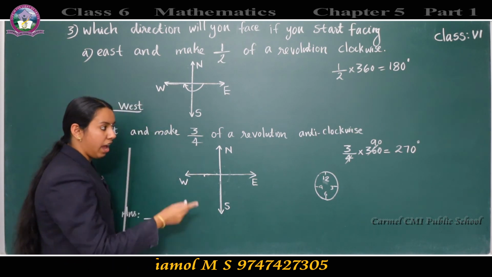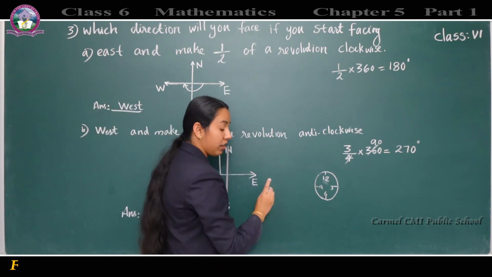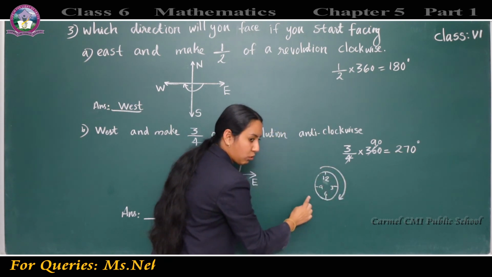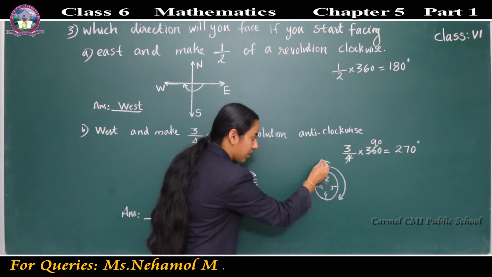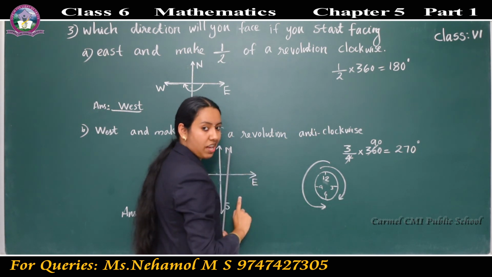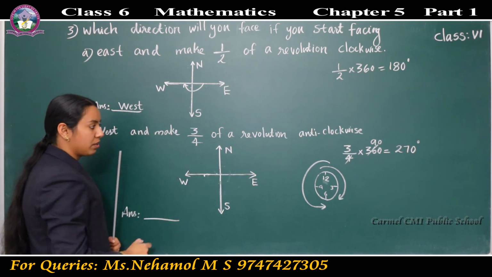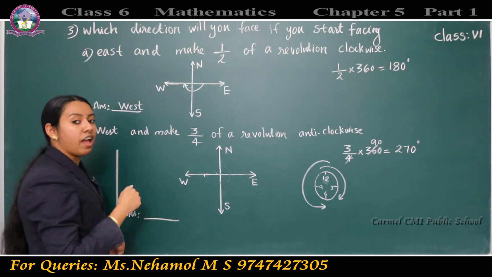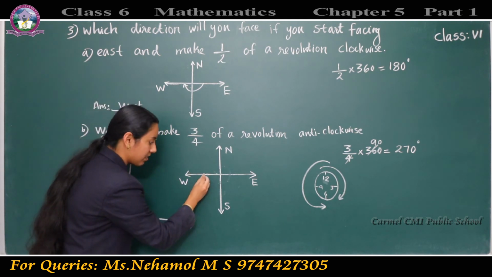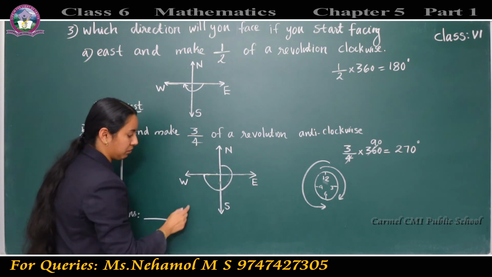Start at the west and we have to move in anti-clockwise direction. Here is a clock given. Clockwise direction means this one. And if it is anti-clockwise, we have to move in the opposite direction. Opposite of clockwise direction is anti-clockwise direction. So here we have to start at west and make 3/4 of a revolution anti-clockwise. So we have to move by 3 right angles.